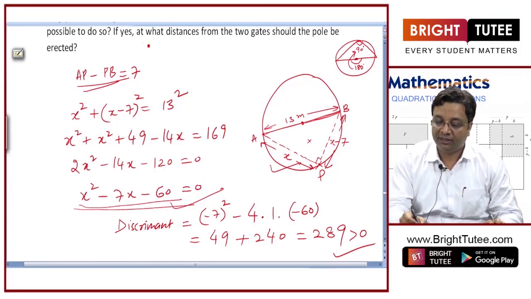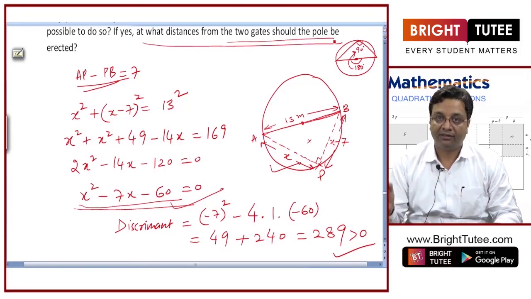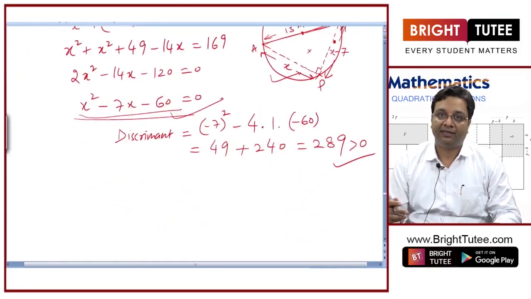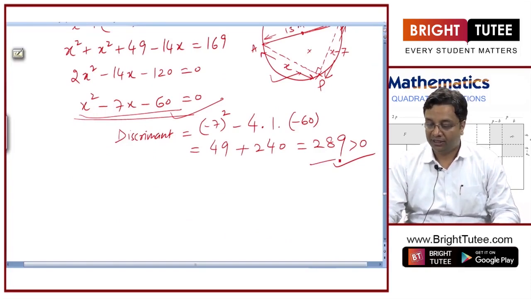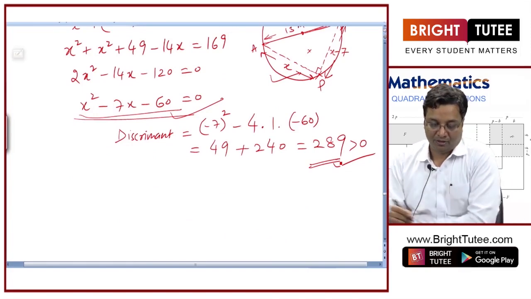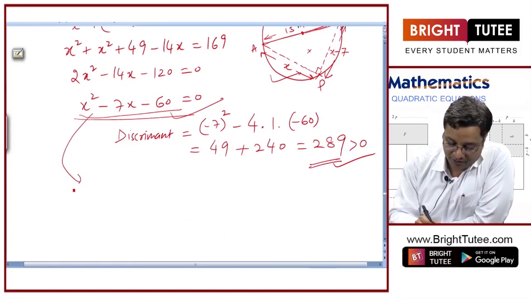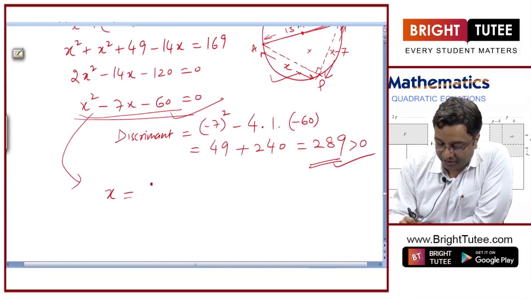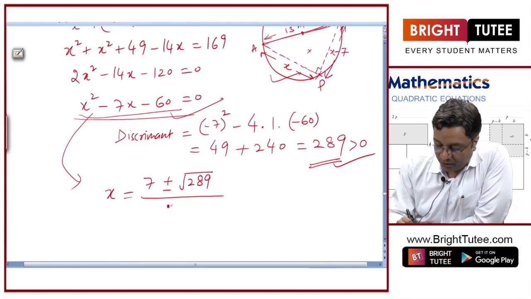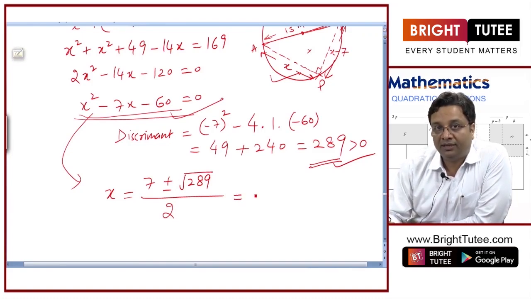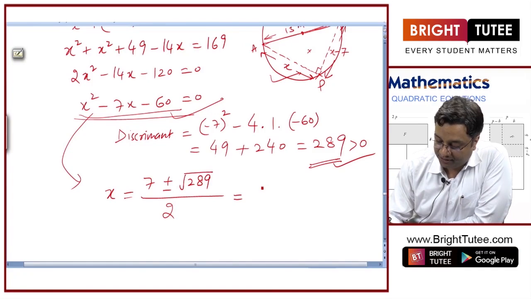So, let's calculate the distances from the two gates. We just need to calculate x and then we can easily calculate x minus 7. Now, I have got the discriminant here. So, what are the values of x? x will be equal to minus b, which is 7, plus minus root D, which is root 289, divided by 2a, a is 1, right? What is the root of 289? It is equal to 17.